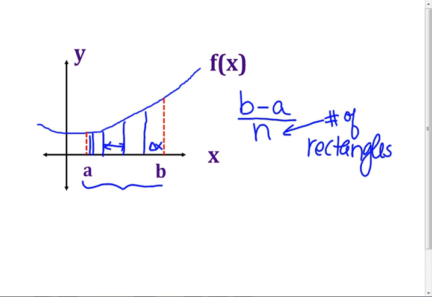Now, when I choose my sample points here, I don't have to pick the left side or the right side. I can mix them all up. They don't have to be the same. So that's x sub i, your sample point. In other words, when I use my rectangle right here, that x coordinate will lead me to the y value that gives me the height of my rectangle. So that's kind of cool about this.